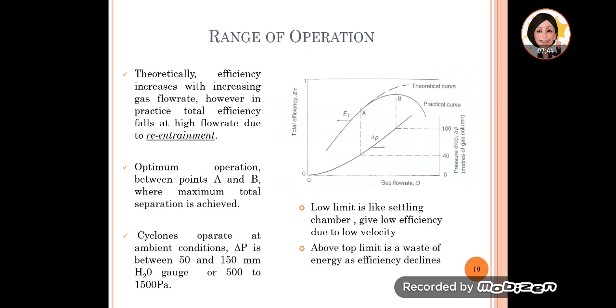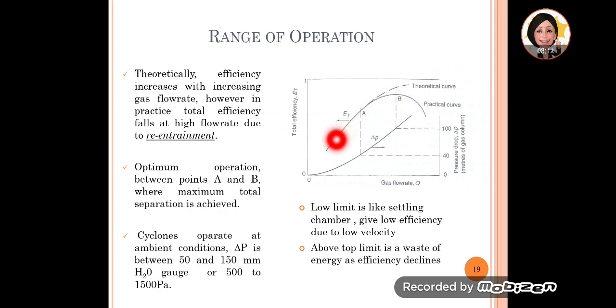Let's look into the range of optimal operation for a cyclone. Theoretically, this is the total efficiency over gas flow rate. Theoretically, the efficiency of a cyclone should increase with increasing gas flow rate. However, in practice, this is not the case. The total efficiency will actually drop due to re-entrainment. So what does re-entrainment mean?